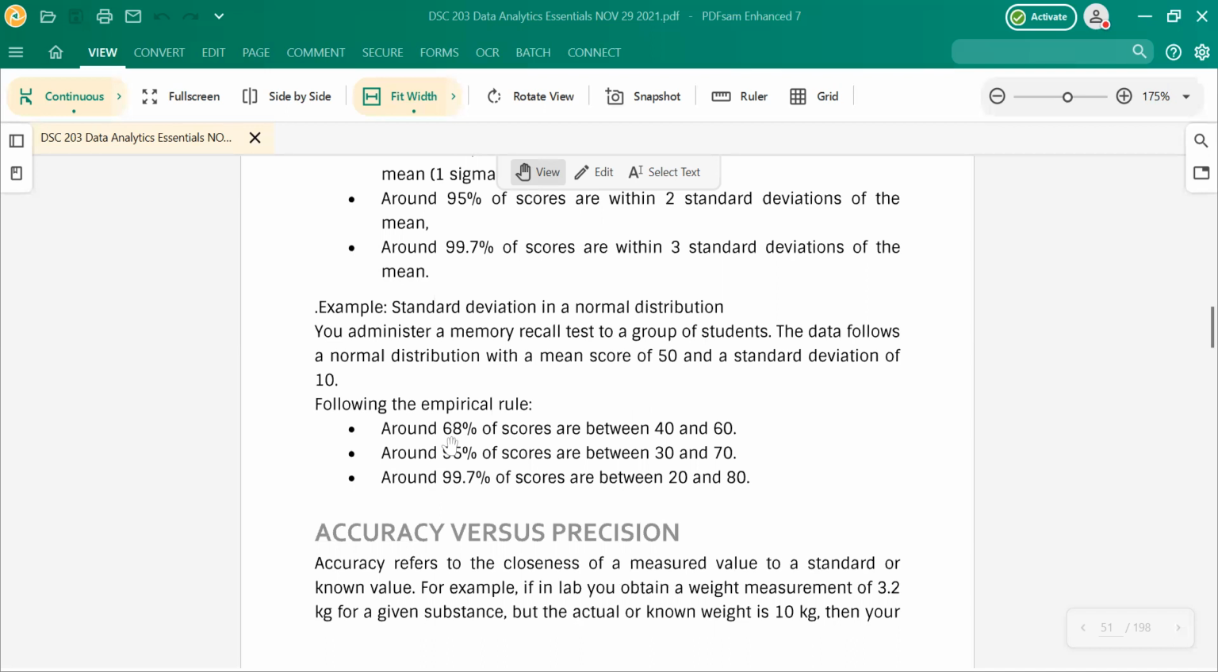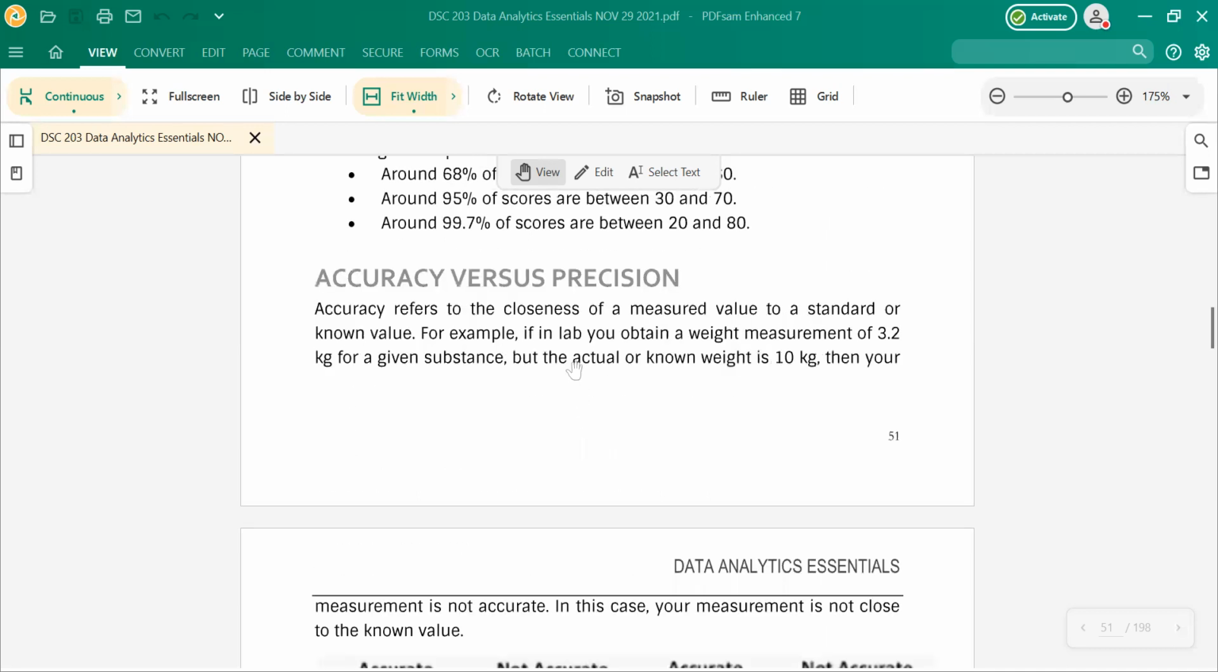That means, let's say if the mean is 50 and the standard deviation is 10, then 68% of the students will have marks between 40 and 60. 95% of the students will have marks between 30 and 70. 99.7% of the students will have marks between 20 and 80. This is what is called the empirical rule.